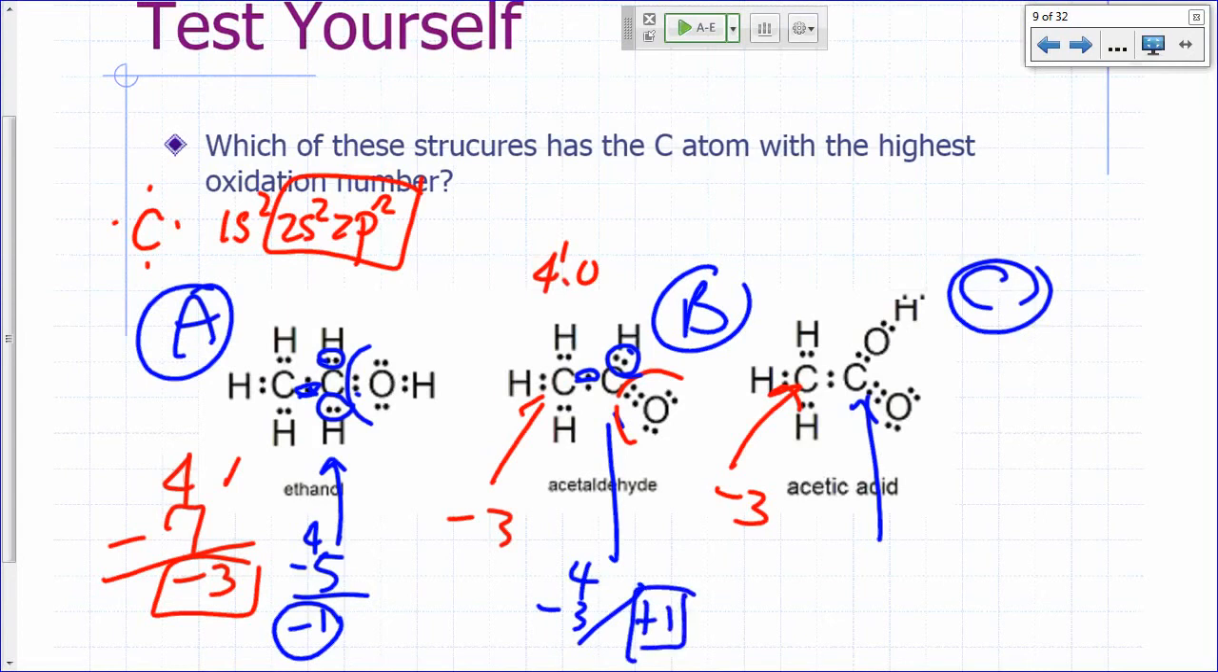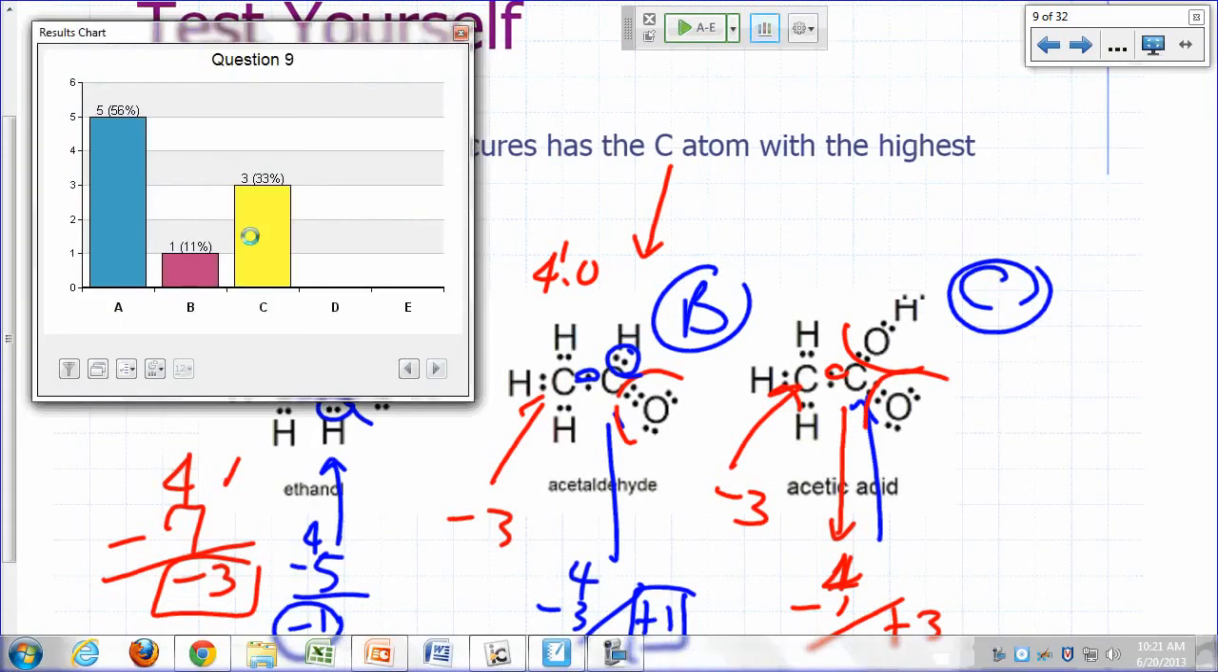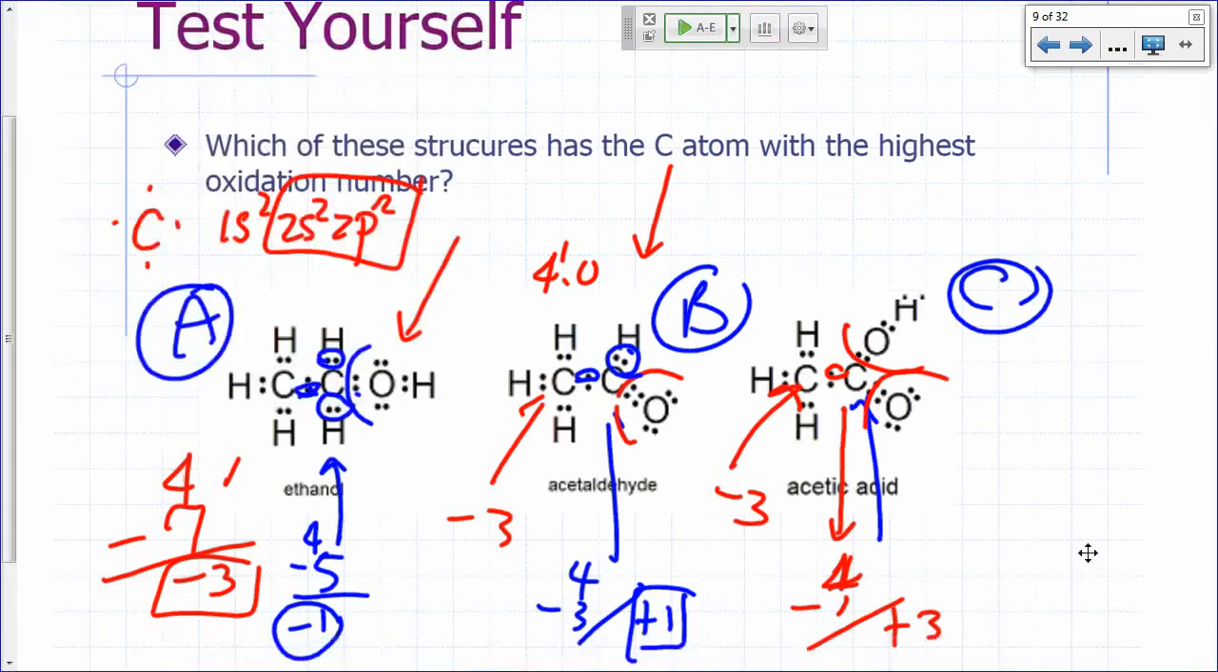Okay? How about this carbon right here? This one now belongs to oxygen. These 2 pairs belong to the oxygen, so it only owns half of that pair. So here it only owns 1, right? So 4 minus 1, it now has an oxidation number of +3. It appears to have lost 3 electrons. Here it appears to have lost 1 electron, and here it appears to have gained 1 electron in comparison to the neutral atom. So the correct answer is C.